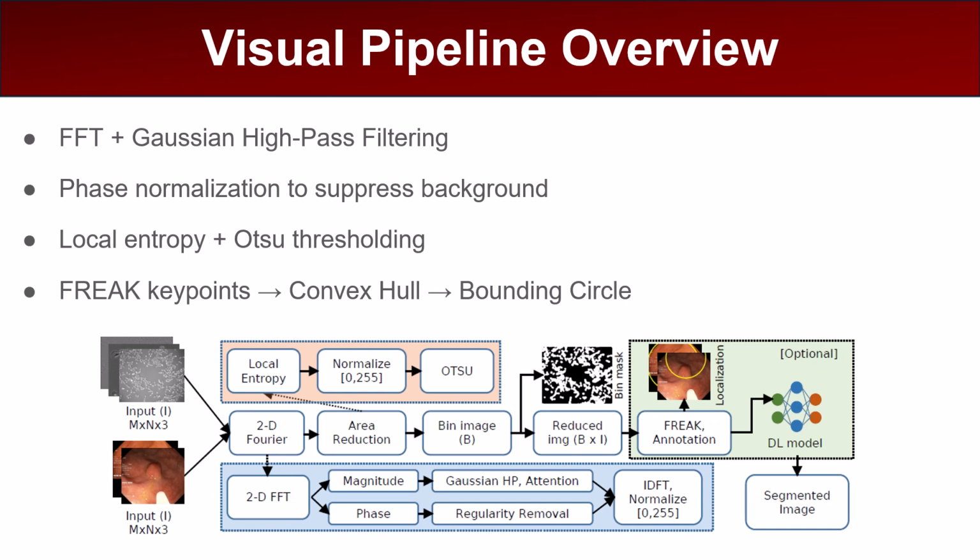Otsu thresholding is used to binarize the image, helping to isolate the most relevant features. Next, key points are extracted from the reduced image, and a convex hull is fitted around them. Finally, a bounding circle is drawn, providing a clean and localized region of interest. You can see this entire sequence illustrated in the diagram shown below.